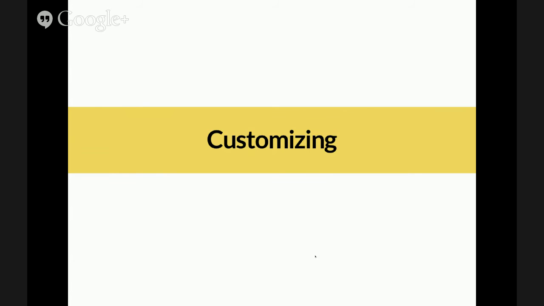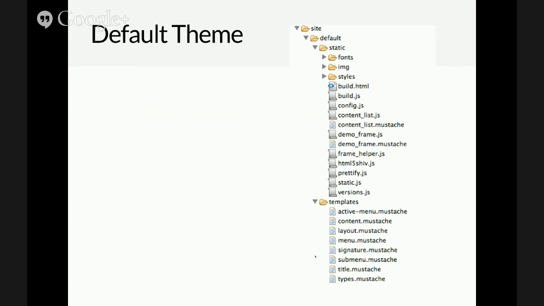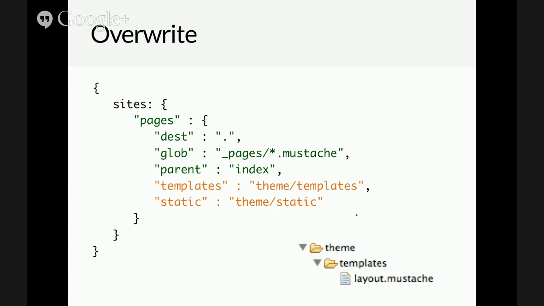So let's talk about customizing, how you customize the look and feel. In DocumentJS, there's a site folder that has a default folder within it that has the default static content, so the default JavaScript and CSS, and a templates folder that has the default templates used to render the HTML of every single page. What you can provide in your config is an overwrite for either templates and static, specifying what folder should be used as overwrites for the default content.